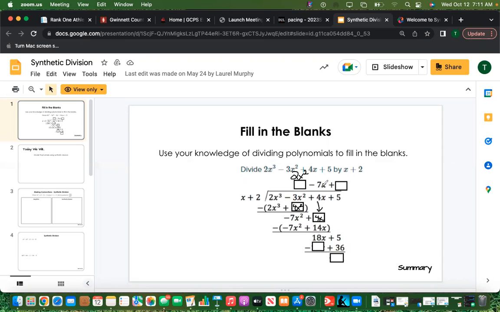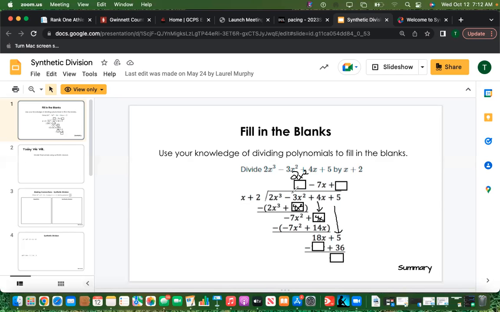Okay, then we're going to repeat the process. What times x would give us negative 7x squared? And that would be negative 7x. Negative 7x times everything on the outside would give us this. We're going to subtract 4x minus 14x. How does it say? 4x minus 14x will give us, it shouldn't be that. Oh, they automatically put this as a plus sign. So that'll give us 18x. And then you're going to bring down the next number.